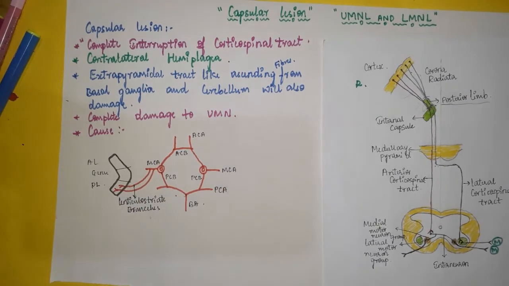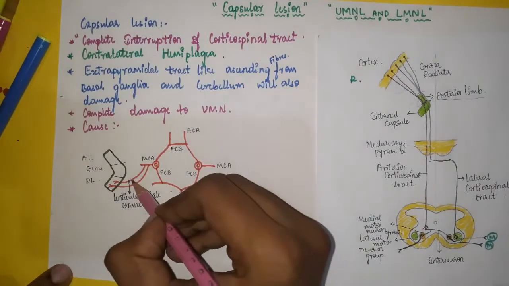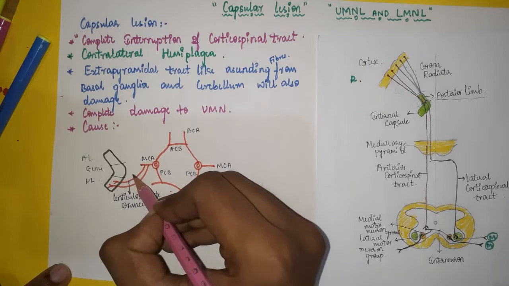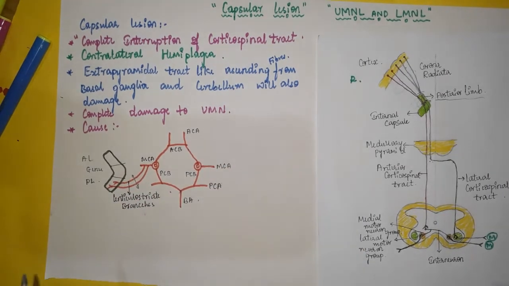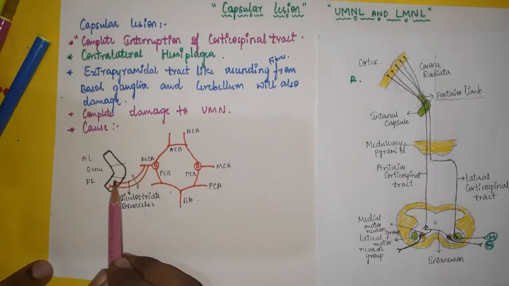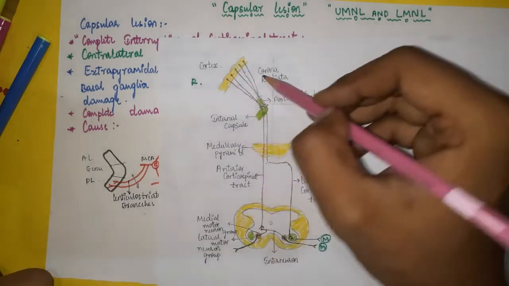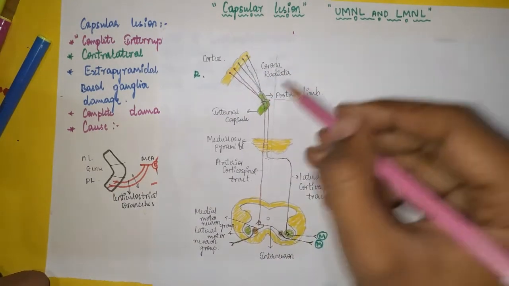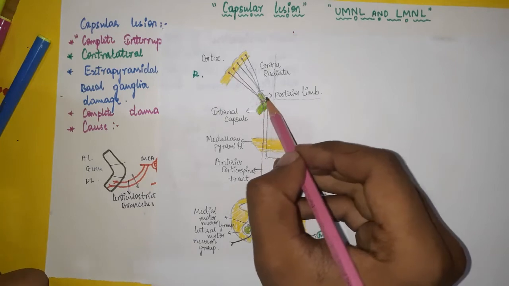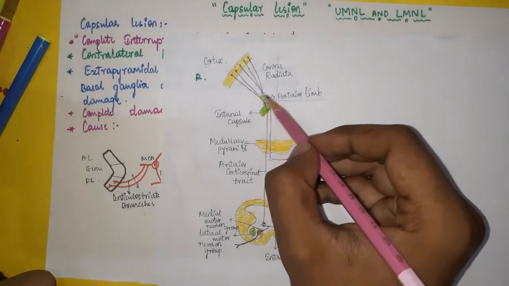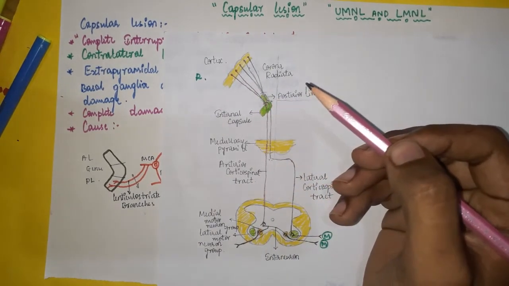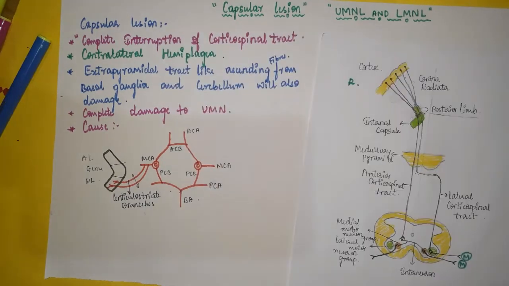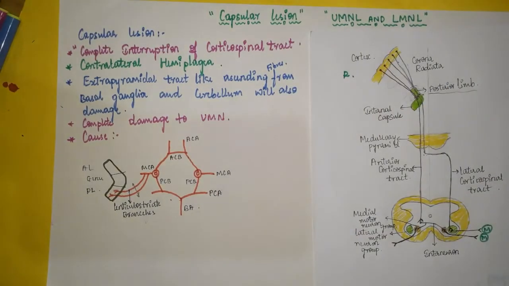Therefore if there is any rupture of this artery, it results in diminished blood supply to the posterior limb. You know, corticospinal tract converges in the posterior limb, so this will also be damaged. If posterior limb is damaged, then corticospinal tract will also be damaged. So this results in contralateral hemiplegia. This completes the capsular lesion.